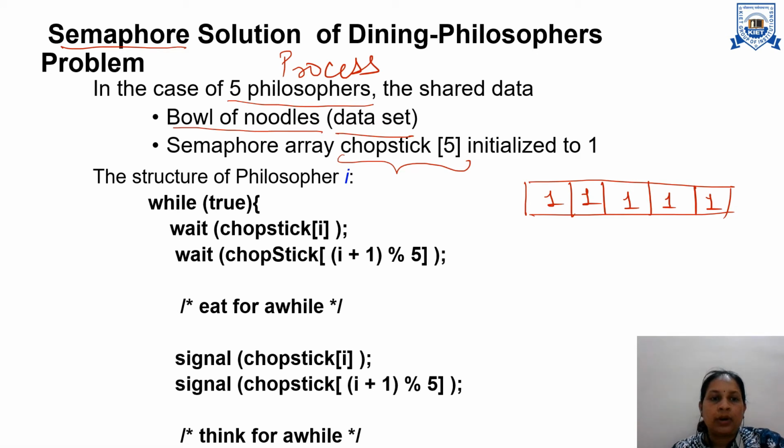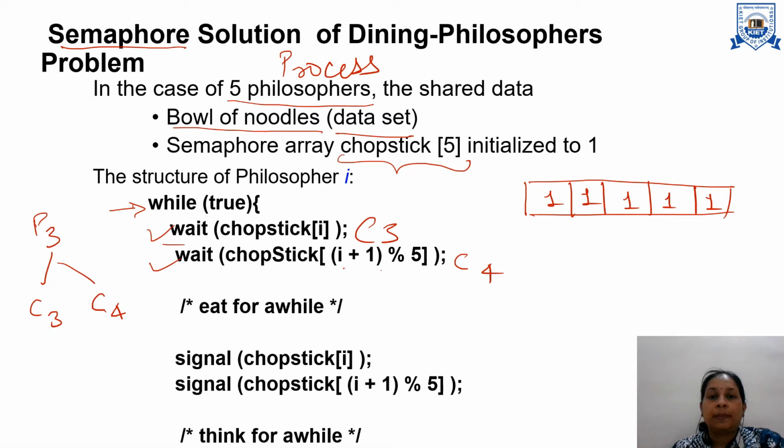Suppose a process P3 wants to complete its task. So P3 needs chopstick 3 and chopstick 4 so that it can complete its work. Now let's try to understand this code. If philosopher i, that is process 3, wants to complete its task, then it will request chopstick 3 and chopstick 4. So for that, it will wait on chopstick 3 and 4. So wait(chopstick[i]), that is chopstick 3, and wait(chopstick[(i+1) % 5]), that is 3 plus 1, 4 modulo 5, that is chopstick 4.